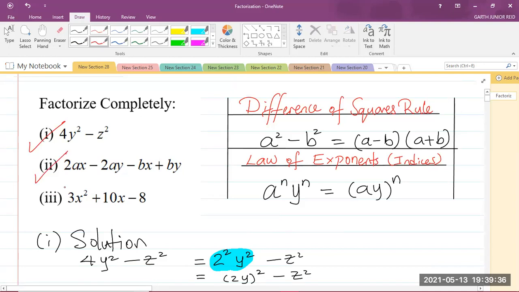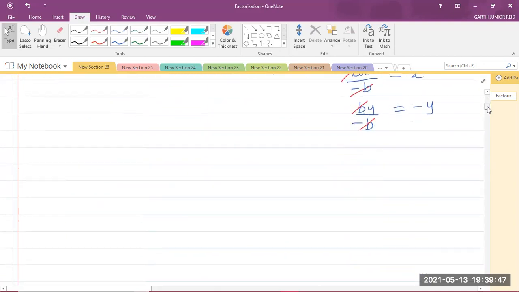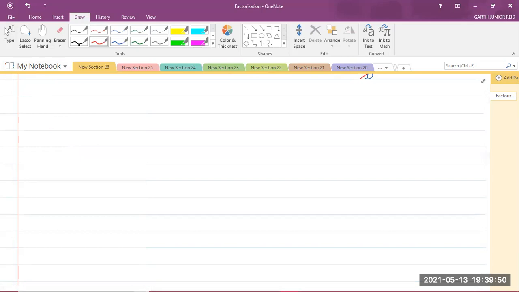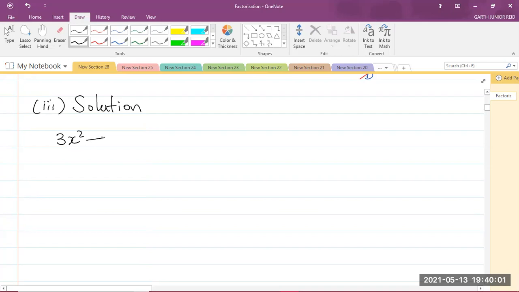Now we're going to do part 3, which is to factorize 3x squared plus 10x minus 8. So let's do that down here. That is part 3, solution. And they gave us 3x squared plus 10x minus 8. This is what we call a quadratic expression. It's called a quadratic because the highest power of x is 2.